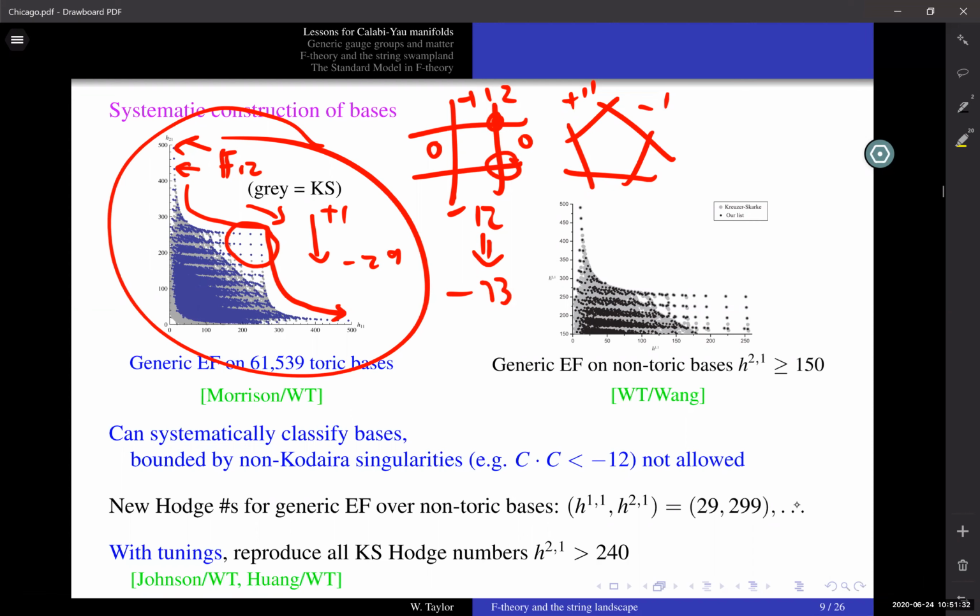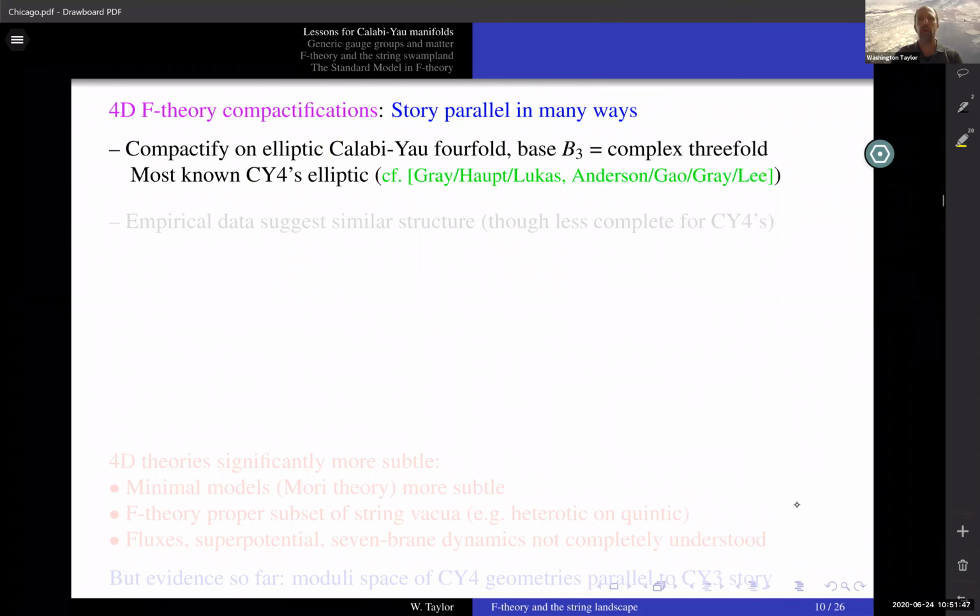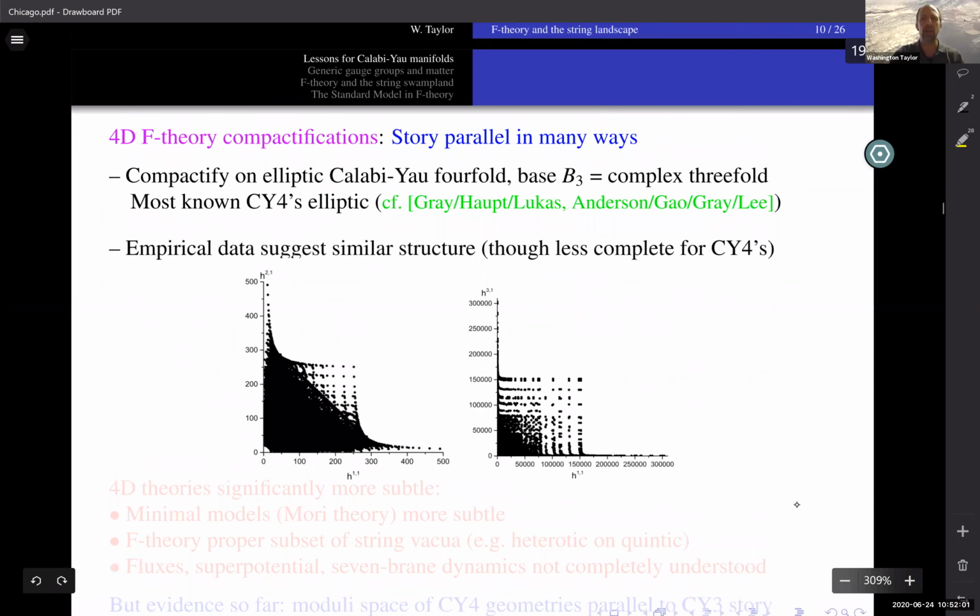Great, sure. Okay, so let me say a little bit about 4D compactifications and Calabi-Yau fourfolds. So we can go to a 4D F-theory vacuum by compactifying on an elliptic Calabi-Yau fourfold using a complex threefold base. Again, based on the work of Gray, Haupt, Lucas, Anderson, Gao, Gray, Lee, most of the known Calabi-Yau fourfolds are also elliptic. The empirical data suggests a very similar structure.